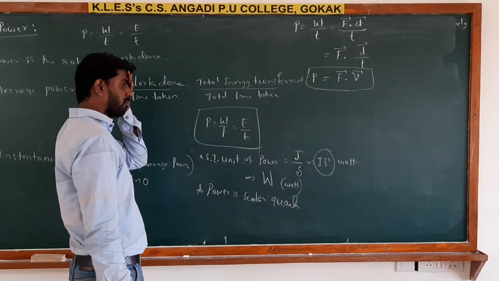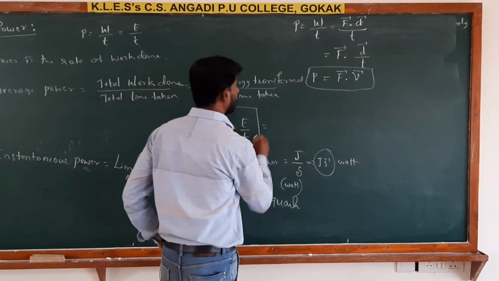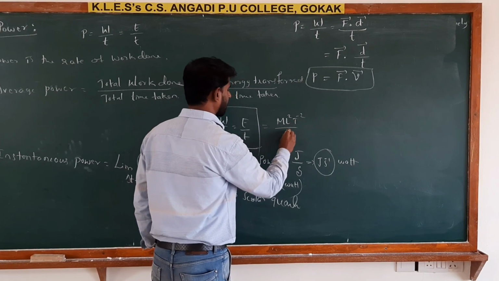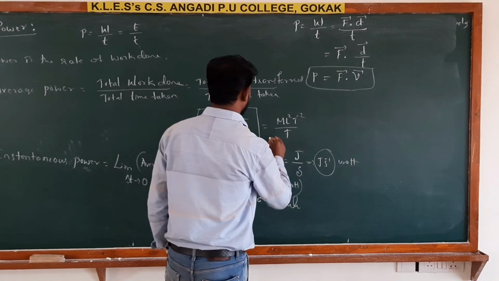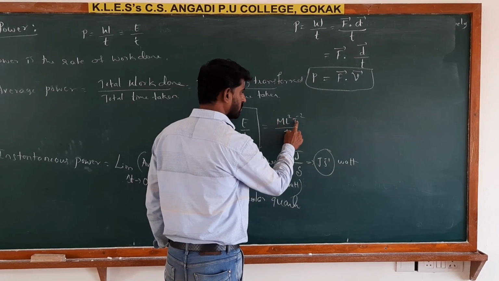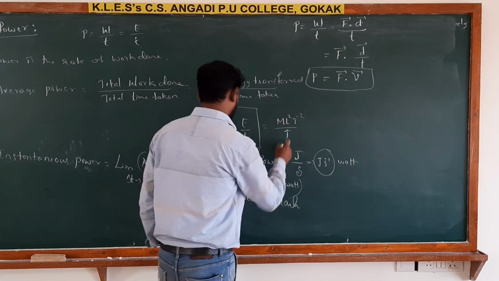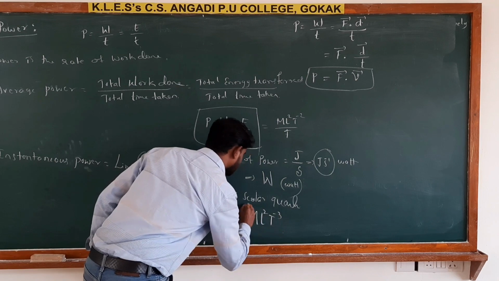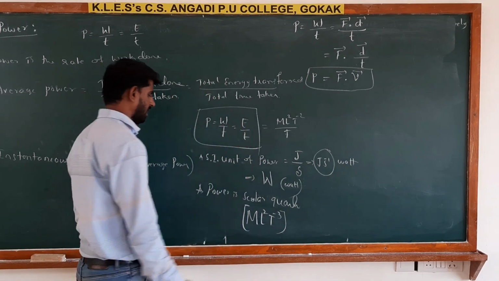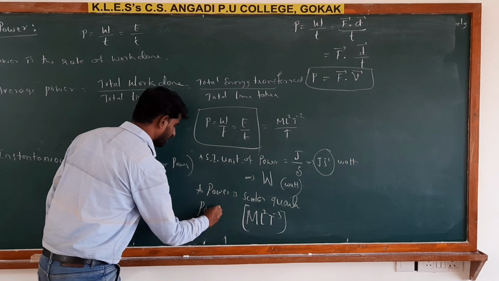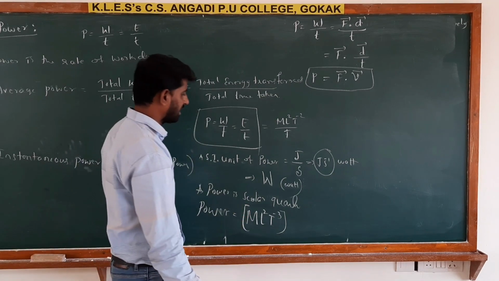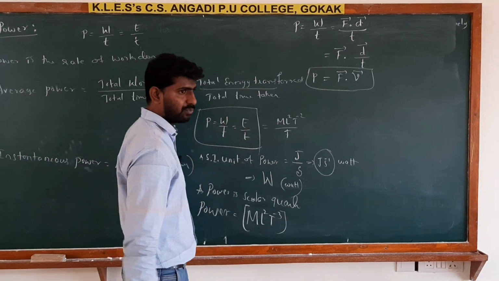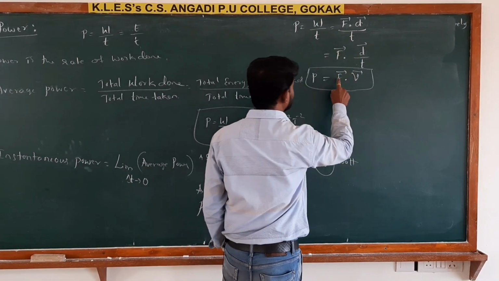Then how to write the dimension formula? For work done, you know the dimension formula is M L square T to the power minus 2, and there is one more T here. Force is M L T to the minus 2, multiplied by displacement gives work done. Finally, M L square T to the power minus 3 is the dimension formula for power. The SI unit is watt, and its formula is work by time, or energy divided by time. We can also write it as force into velocity.